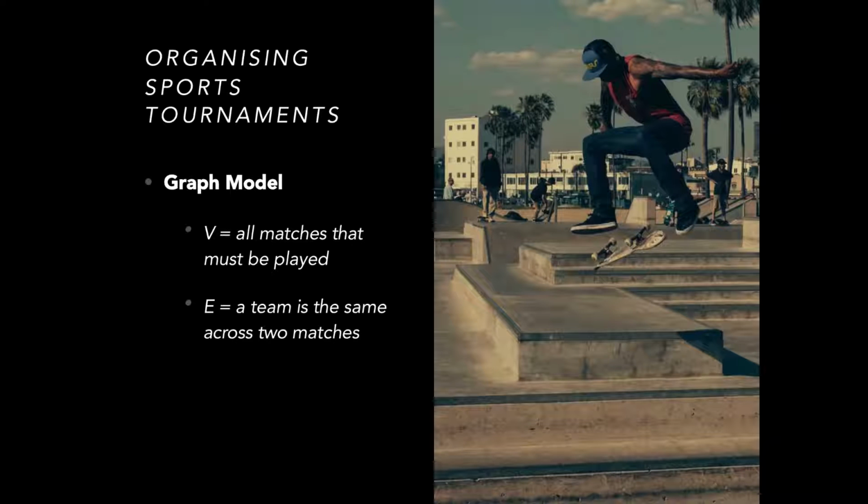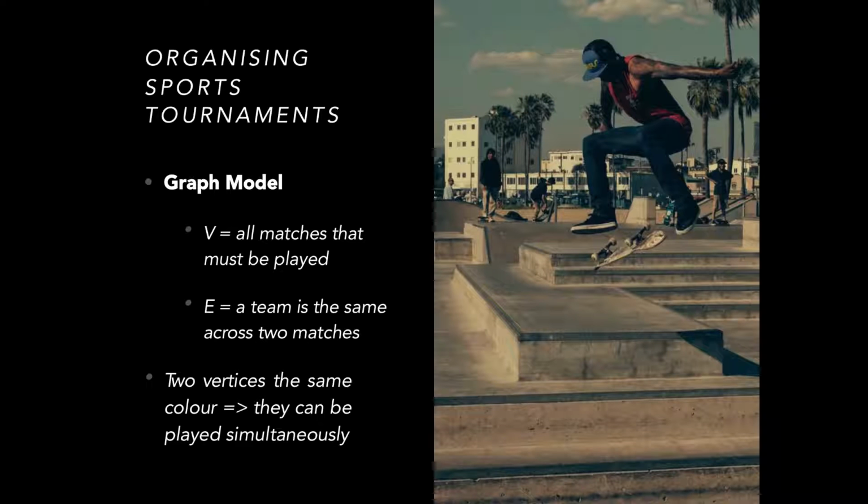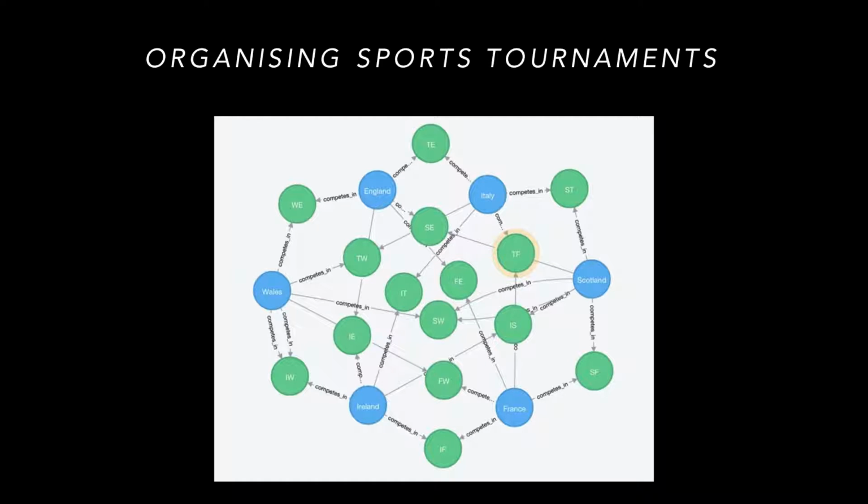And the edge set is, two vertices are connected if at least one team is in common between those two matches. And if we colour our graph in the way that we suggested, such that no two vertices can have the same colour if they're connected, then if two vertices are the same colour, they can be played simultaneously. If they're the same colour, then they can't have any teams in common. And so because of that, we can play all of the matches with the same colour on the same day.